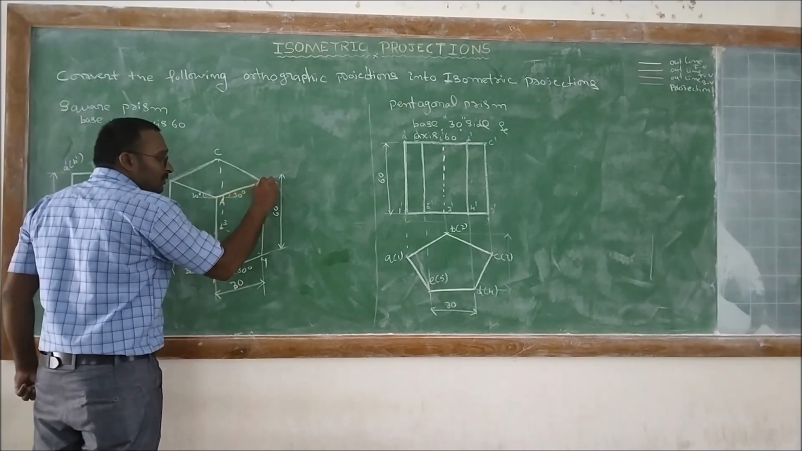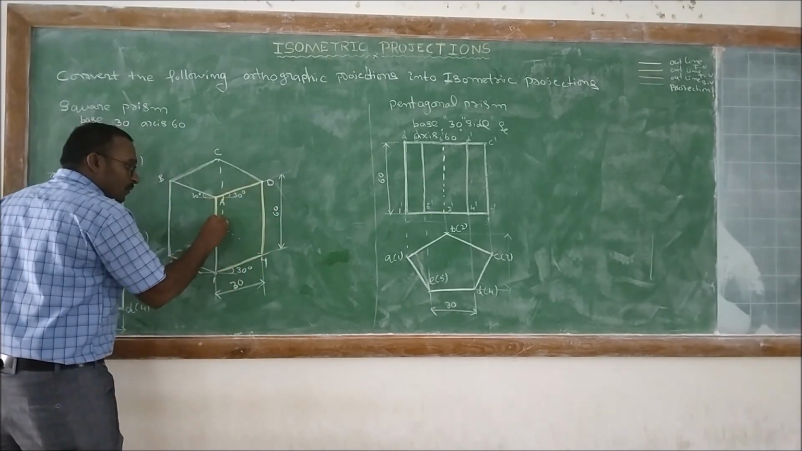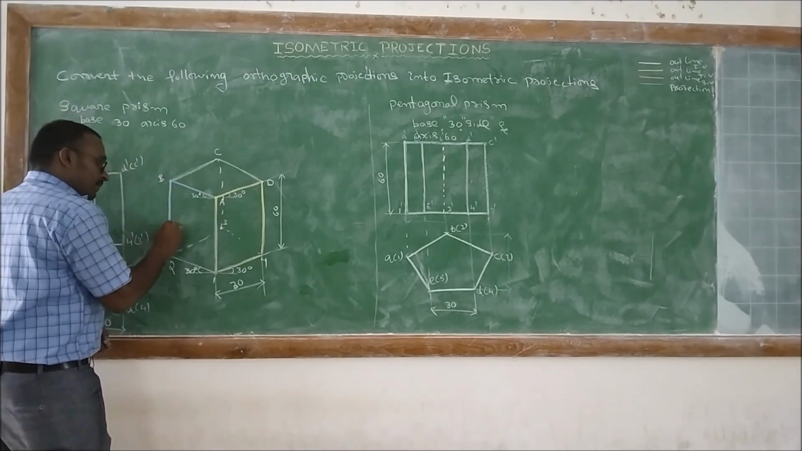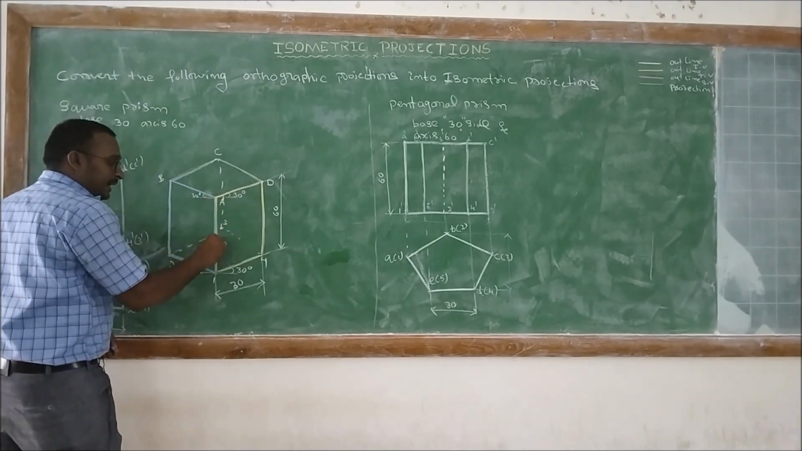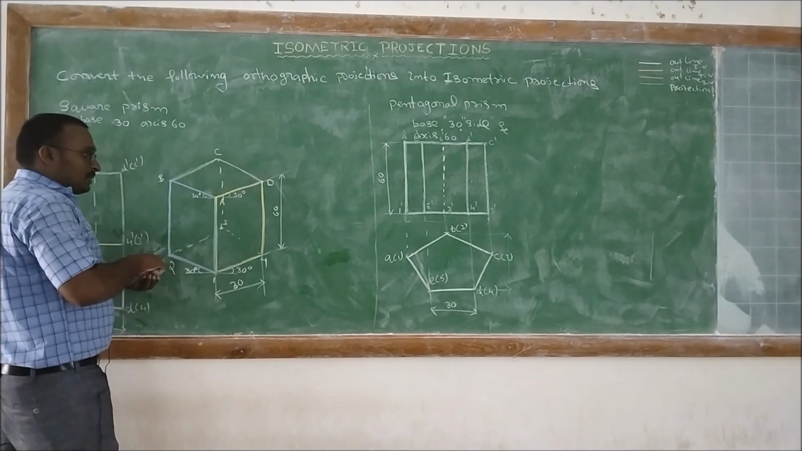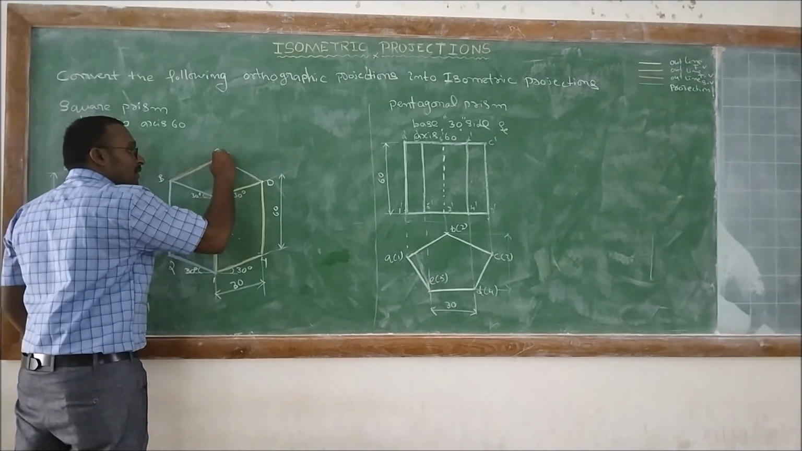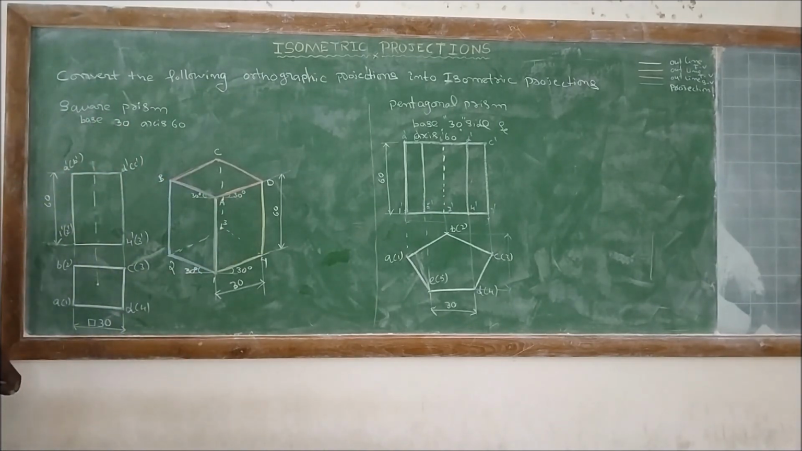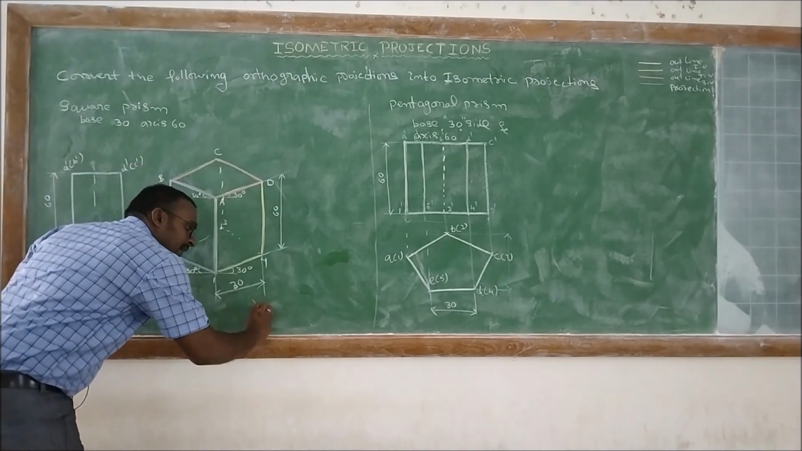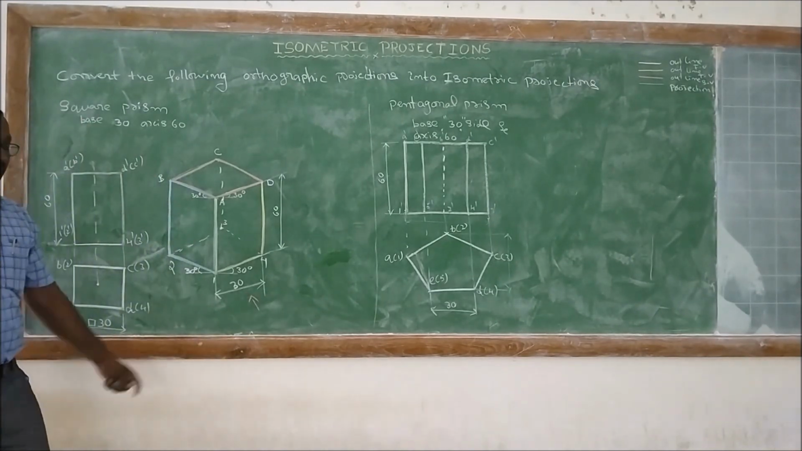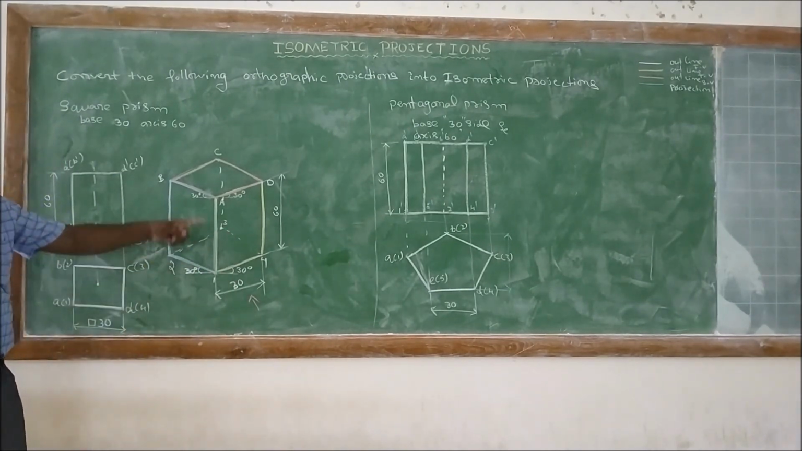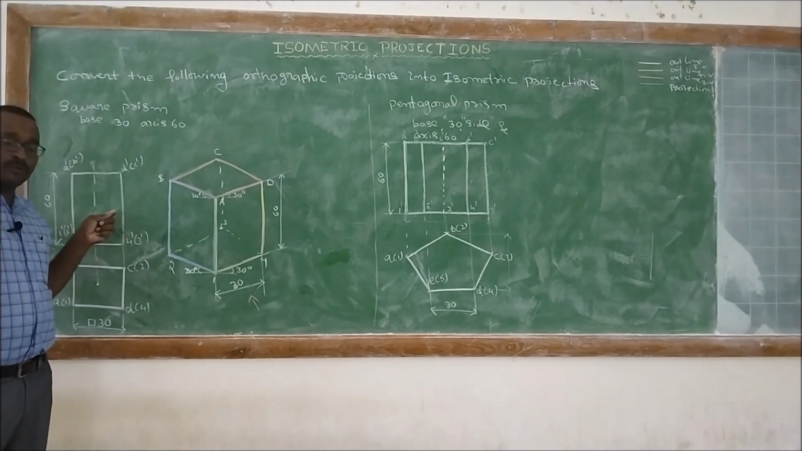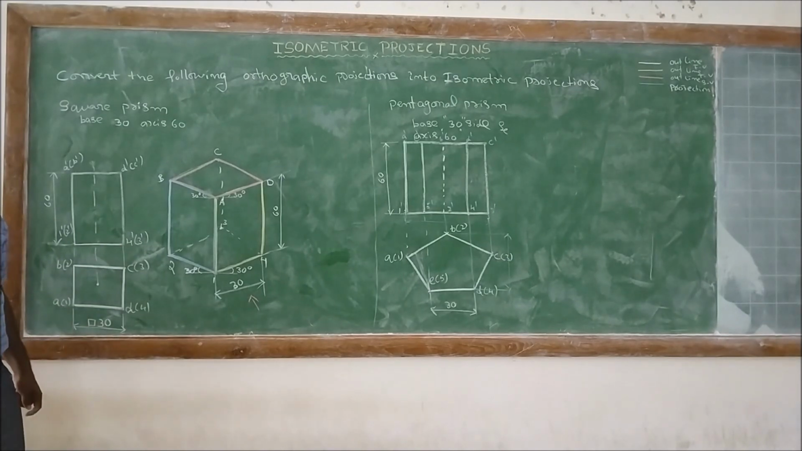So here this is the front view, side view, then this is the top view, right? So definitely in the problem they will give the arrowhead. That arrowhead portion should be the front view, right? So this is the way how we need to convert the orthographic views, orthographic projections into isometric projections, right?